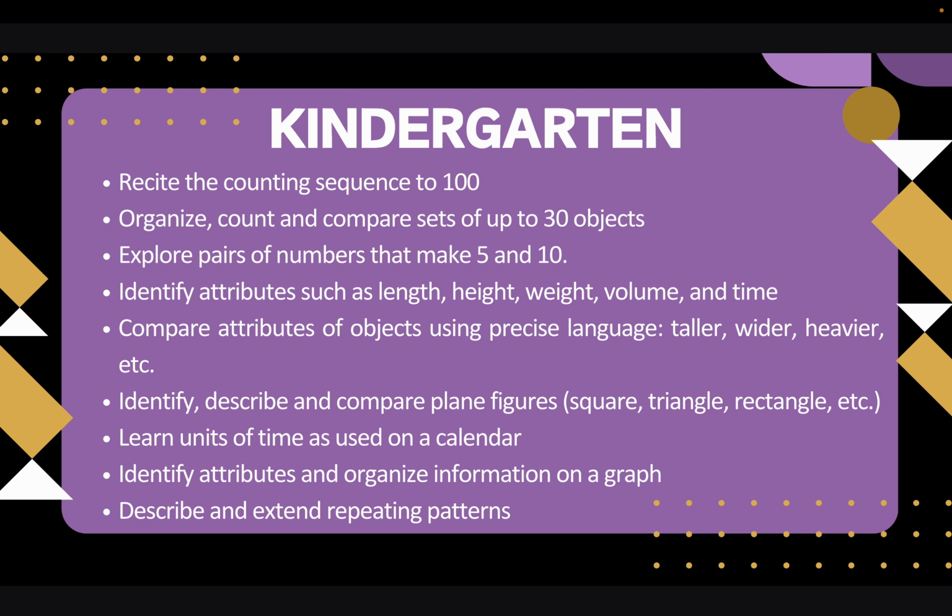Kindergarten. One of the biggest ideas in kindergarten mathematics is one-to-one correspondence. This is the idea that when counting, one number corresponds to exactly one object. Models like 10 frames and number paths help students structure and visualize quantities.